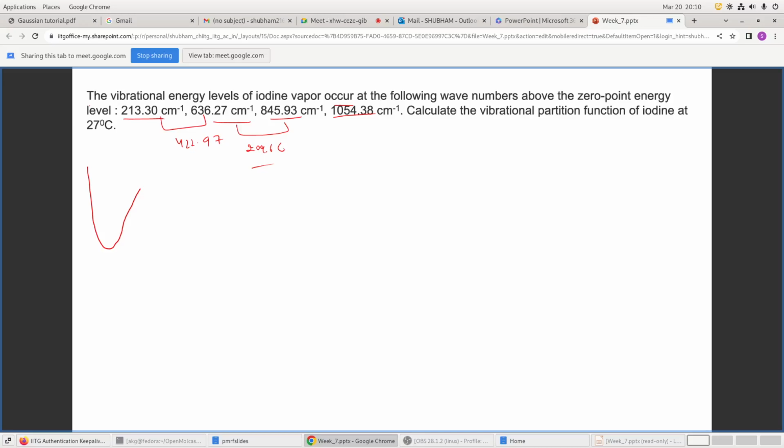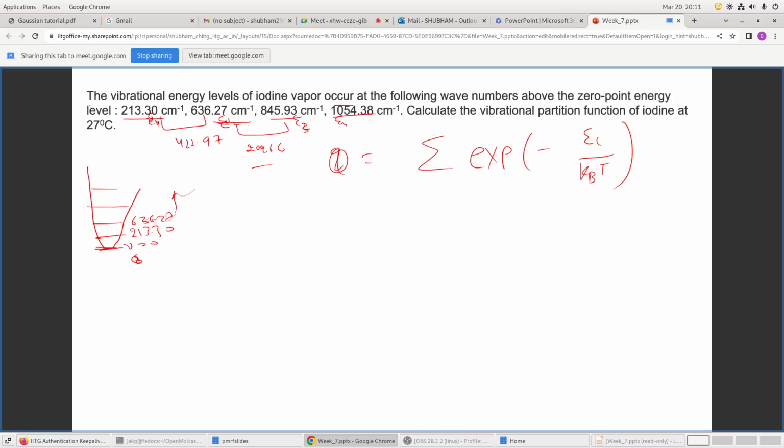So we can simply apply this formula. Q is equal to the summation of exponential of minus Ei by kBT. Let's say zero point energy is 0. Nu is equal to 0, energy is equal to 0. Then this is 213.30, and then this will become 636.27 and so on, all these values. So this will be E1, E2, E3, E4 and so on. E0 is equal to 0.